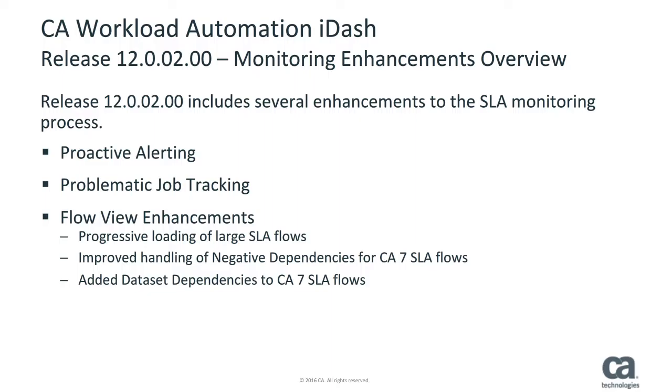For the 12.0.02 release, we have made several enhancements to the SLA monitoring process. We've added an option to raise alerts more proactively if any job in an SLA's critical job list fails. We've added a table to display all jobs that have entered a problematic state during the monitoring window for an SLA run. And we've also made improvements to the flow view for displaying large SLA flows and for better handling of CA7 specific items.